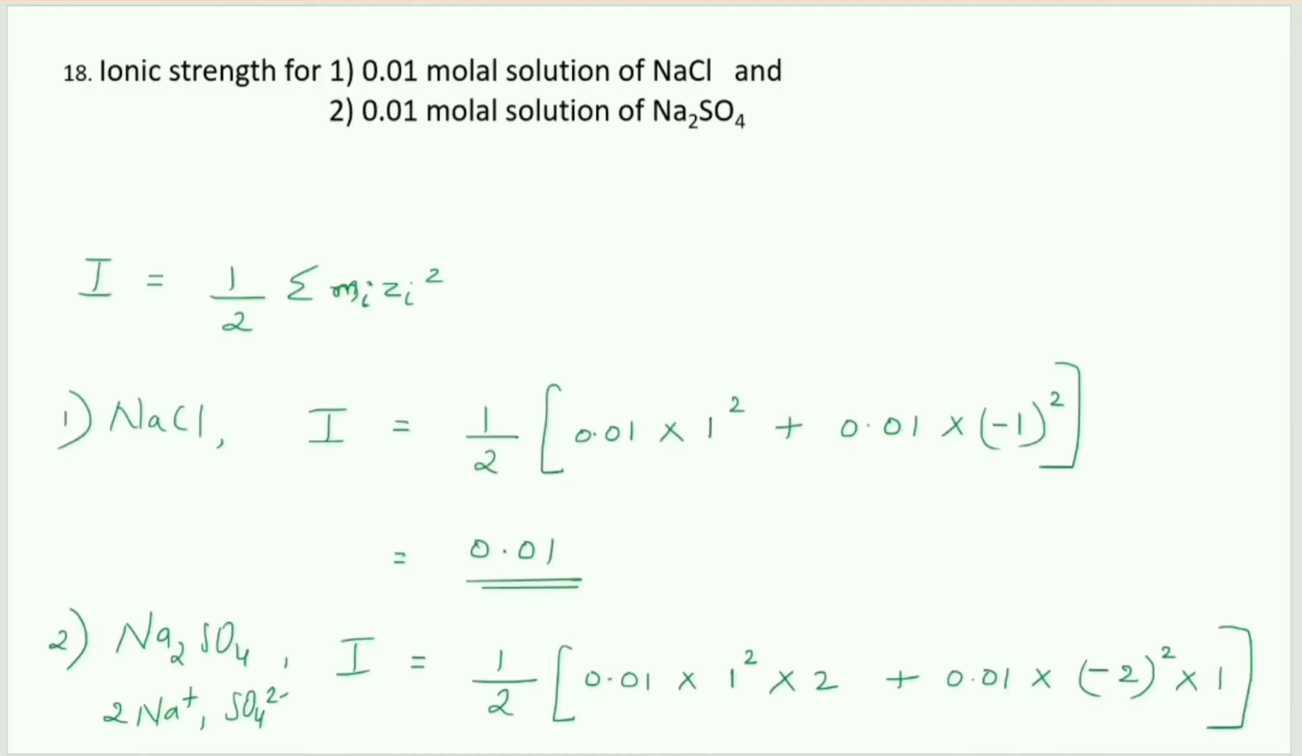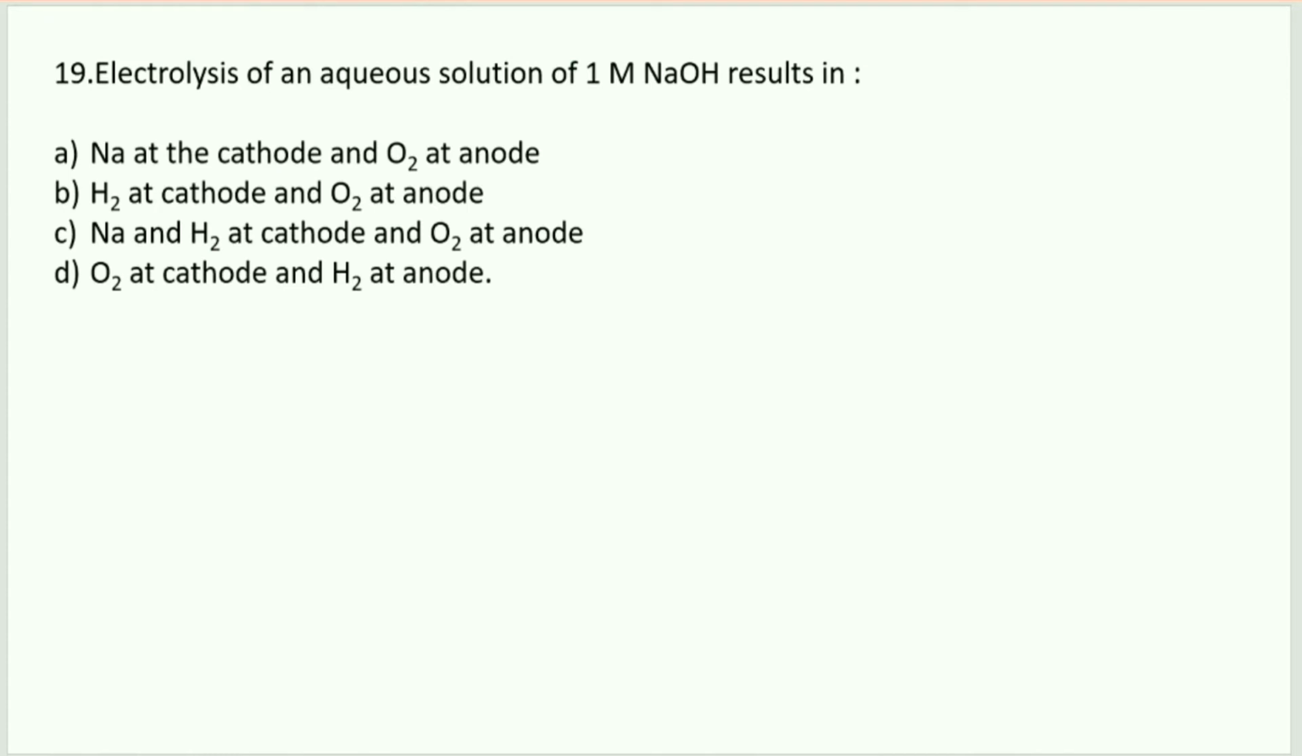19th question, electrolysis of an aqueous solution of 1 molar NaOH results in. We have to find which product is deposited at the cathode and anode. When you electrolyse NaOH, you will get hydrogen at the cathode.